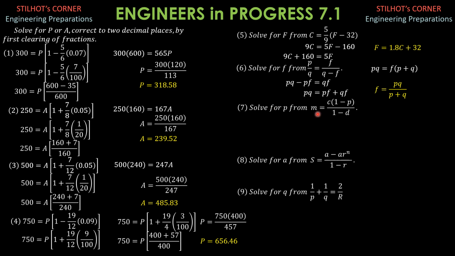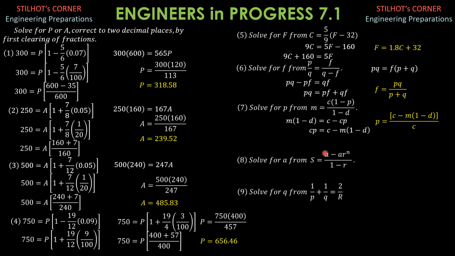Then for 7, we cross multiply. We have m times quantity 1 minus d. Then here we distribute c. So m times 1 minus d equals c minus pc or cp. Then transpose cp to the left and m times quantity 1 minus d to the right. So cp equals c minus m quantity 1 minus d. Then divide everything by c. So P is quantity c minus m quantity 1 minus d all over c.